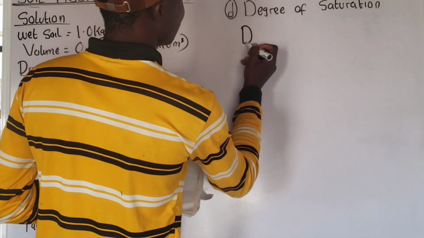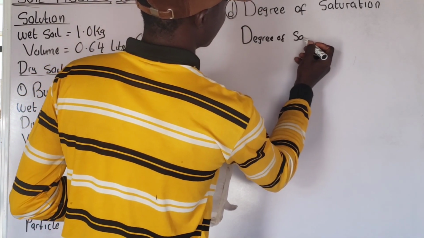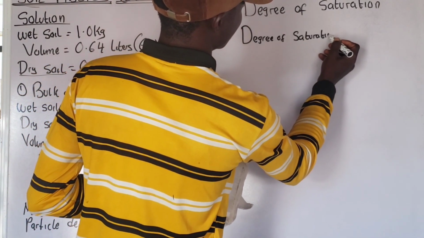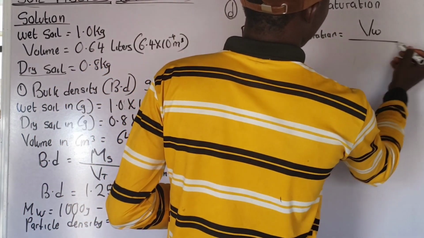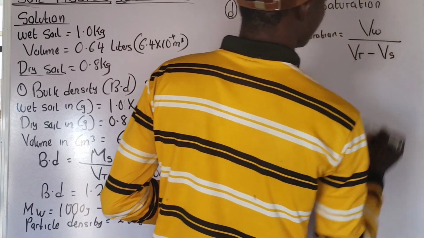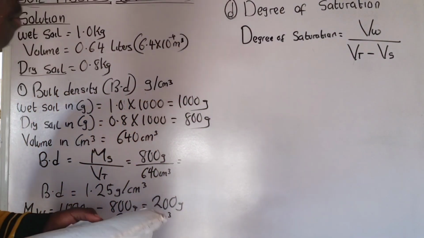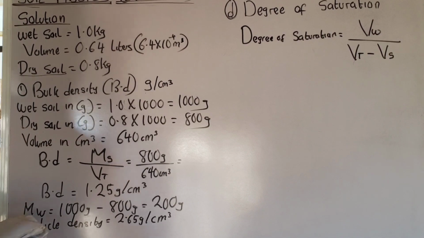The degree of saturation equals the volume of water all over the total volume minus the volume of the soil. You understand? The volume of water all over the total volume minus the volume of the soil. I'm going to explain, okay? Don't forget that the volume of water is equal to what?